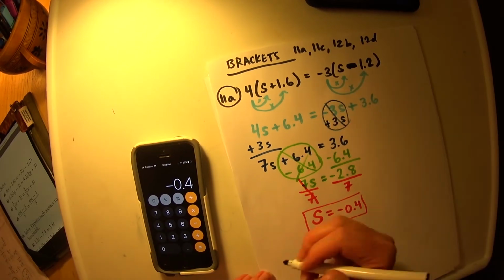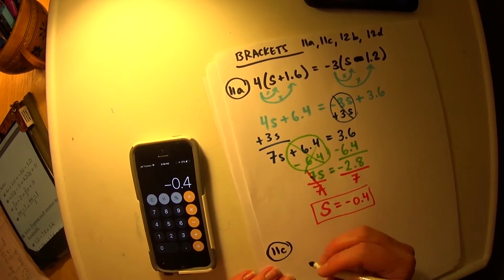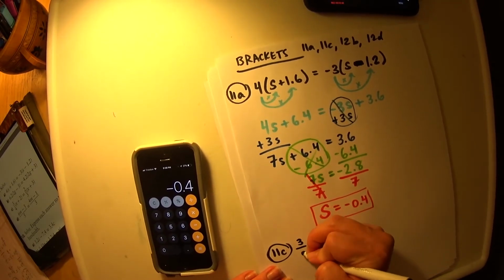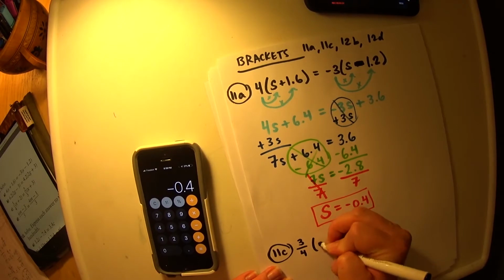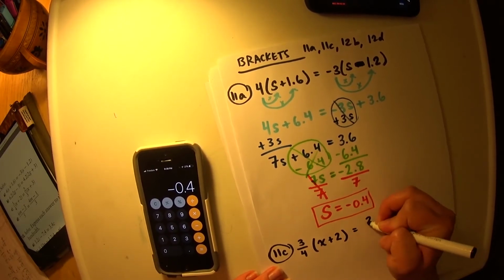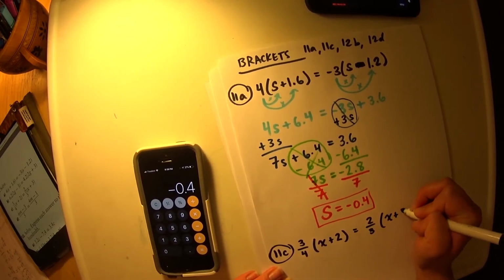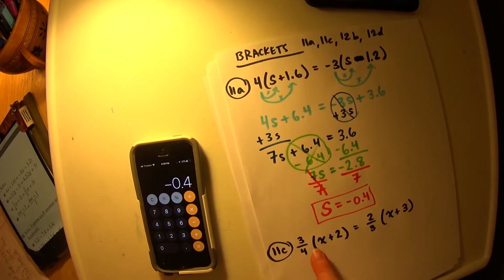Okay, so next one, 11c. Let's take a look. We've got fractions. 3 over 4 times the quantity x plus 2 equals 2 over 3 times the quantity x plus 3. Okay, so even though the numerical coefficients outside the brackets are fractions, it's still the same steps.